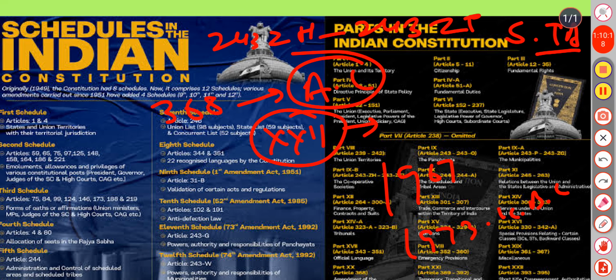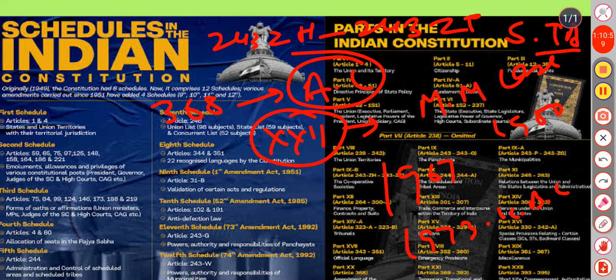Next thing, Minerva Mills case 1980, right? So the 42nd amendment carried out in 1976 asserted that the parliament had unlimited power to amend the constitution and try to accord precedence to directive principle over fundamental rights. But in the Mills case, the Supreme Court struck down those provisions. Right.